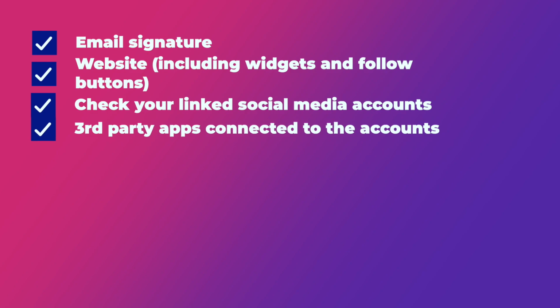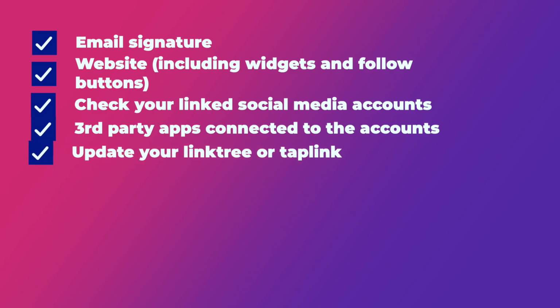Next, check any third-party apps, any schedulers you're using. Some of these you may need to update as well with a new username. If you use something like Linktree or TapLink for that link in your Instagram bio, make sure you update any of your icons on that as well. If you don't know what I just said, well, you can go watch this video up here in the corner to set up your own link in bio.